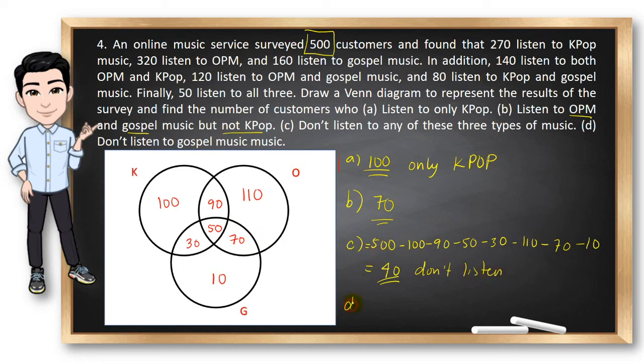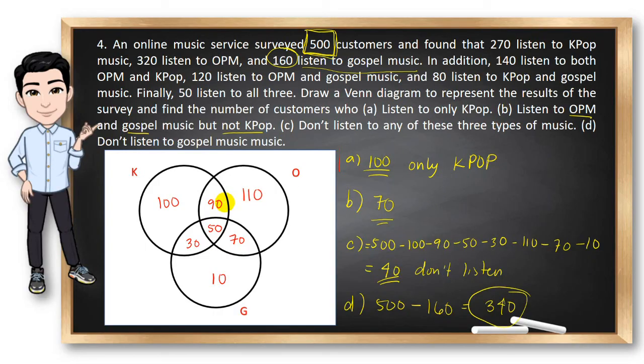Okay? And for the last one, I think this is the easiest one. Even without completing this Venn diagram, you can actually solve right away for letter D. Those who don't listen to gospel music. Remember that the number of customers is 500, right? And the number of people who listen to gospel music is 160, right? So all you need to do is to subtract 160 from 500, and the answer is 340. So there are 340 customers who don't listen to gospel music.